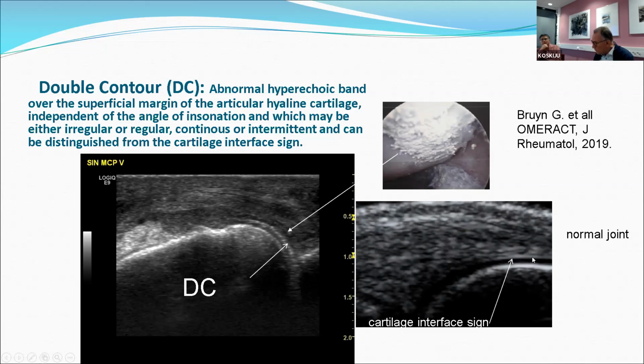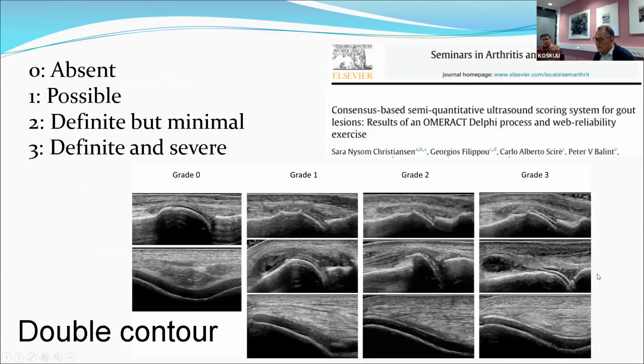And that's why there is a white, tiny reflection of the wave, but you can't see it when the insonation angle is different. But in gout, the double contour can be seen going down here. This is typical, continuous or intermittent, and can be distinguished from the cartilage interface sign. This is the normal interface sign, a tiny little white line, and you can distinguish them.